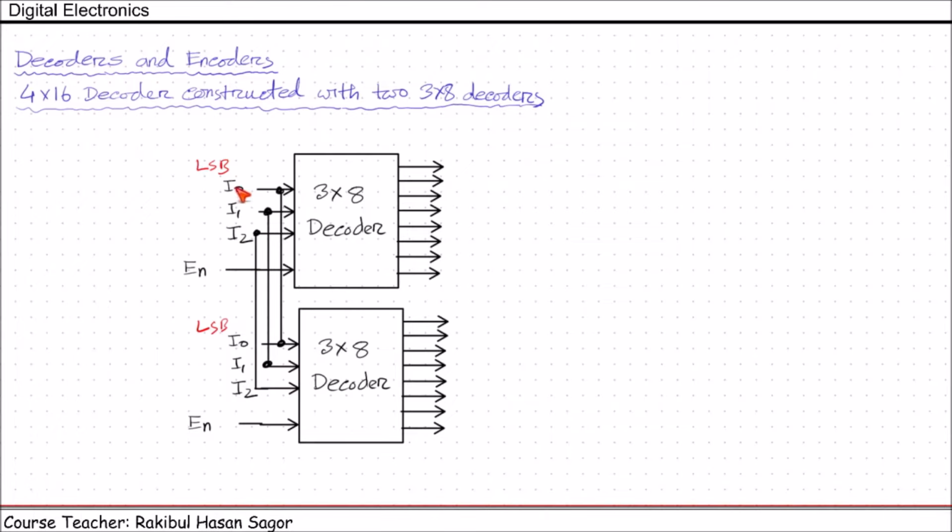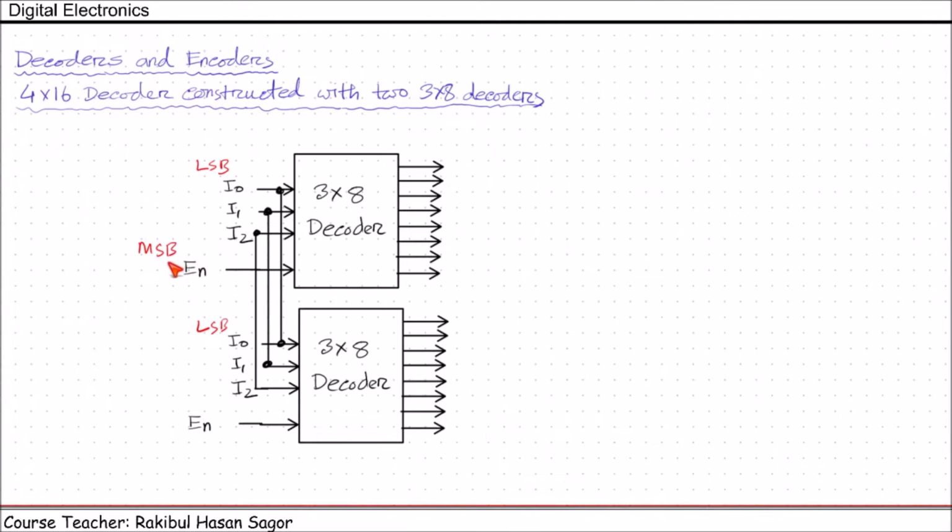Now if we provide 0 0 0, then I0 will be 0, I1 will be 0, I2 will be 0. So the first output D0 will be activated for the first decoder, and the first output of the second decoder will also be activated. So what we can do, we can use this enable pin as our MSB. So this can be used as MSB.